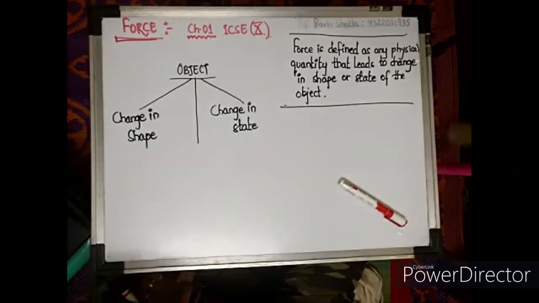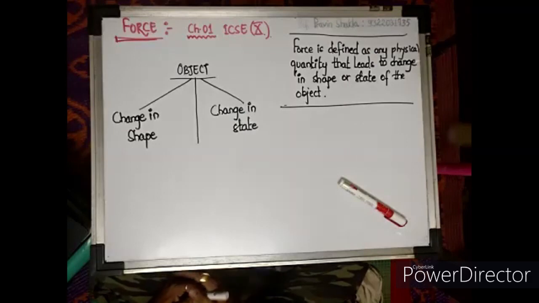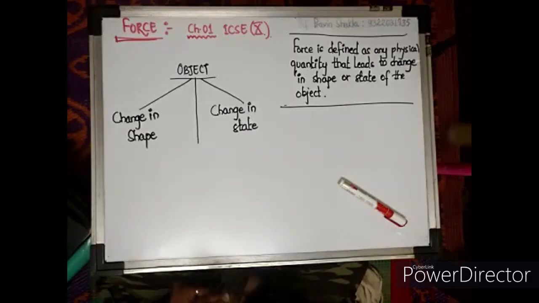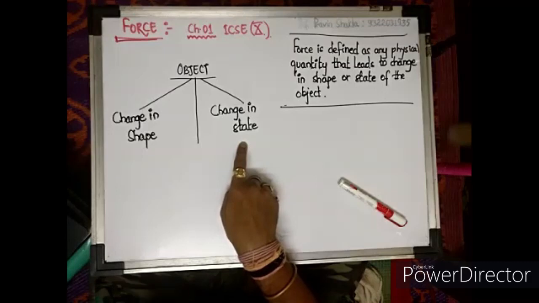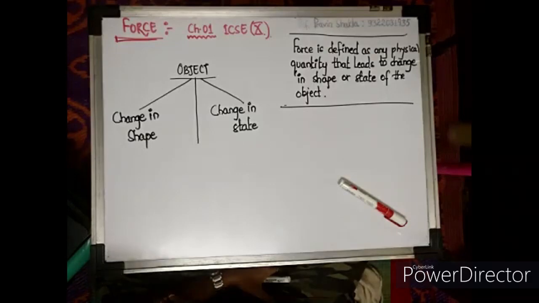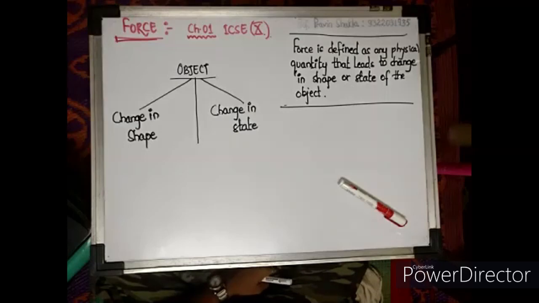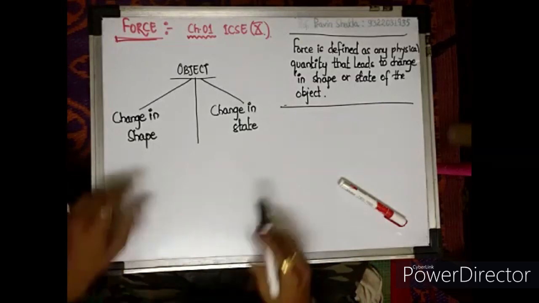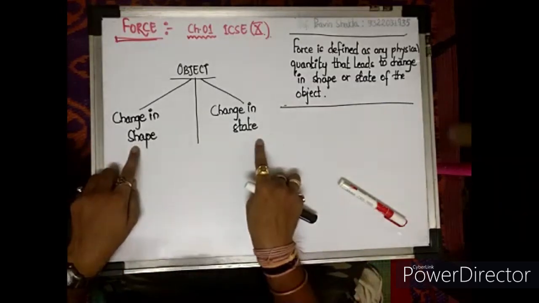Physical state? No. Mechanical state. Physical state comes over here itself. So when I say change in state, I am talking about mechanical state. What are the mechanical states? I have already made a video on that and shared it with you. But still, I'll tell you there are four mechanical states: rest, uniform motion, uniformly accelerated motion, and non-uniformly accelerated motion. These are the four states already discussed in the previous video. The link will be in the description when I upload this on YouTube. So here, change in shape, change in state.